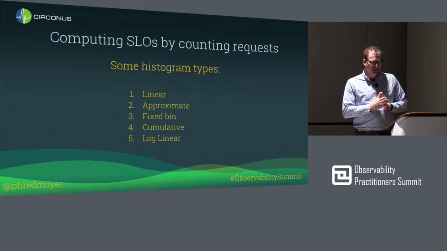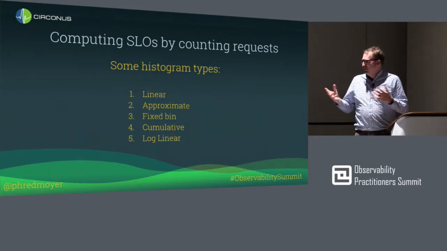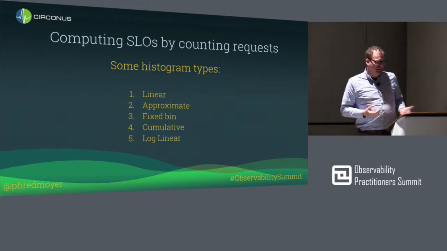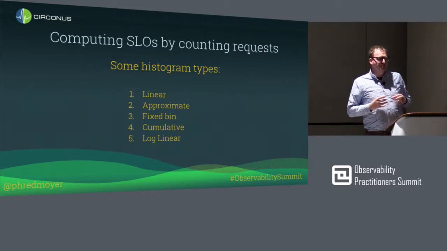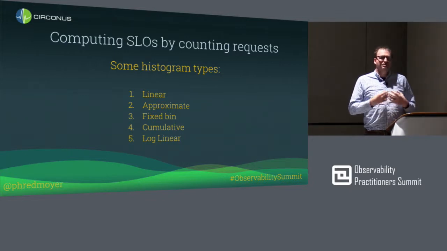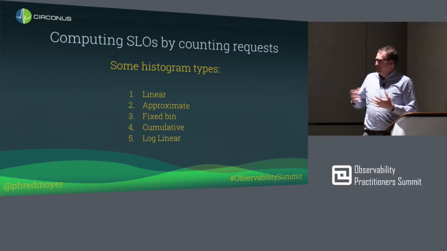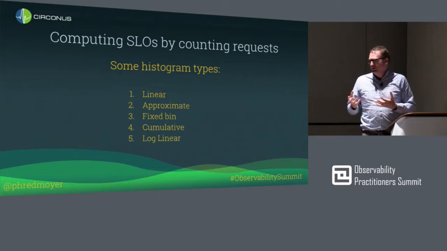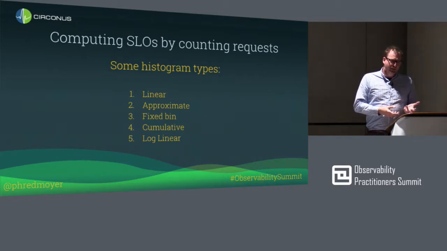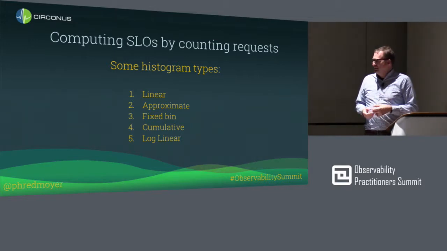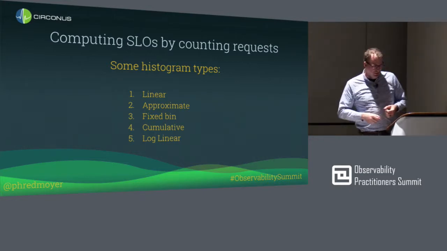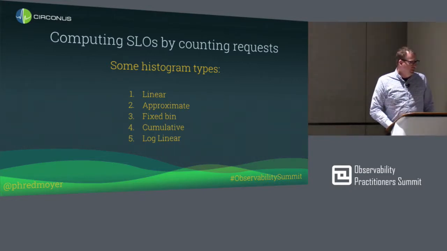There's several different types of histograms. Linear, approximate, fixed bin, cumulative, log linear. These aren't necessarily fixed types. These are more attributes that you can use to define and describe histograms. For example, the Prometheus style histogram, it's cumulative and fixed bin. Approximate histograms, the most popular one out there, I think, is probably Ted Dunning's T-Digest. And then there's log linear histograms and linear histograms, which I think we saw a couple examples of in earlier presentations.